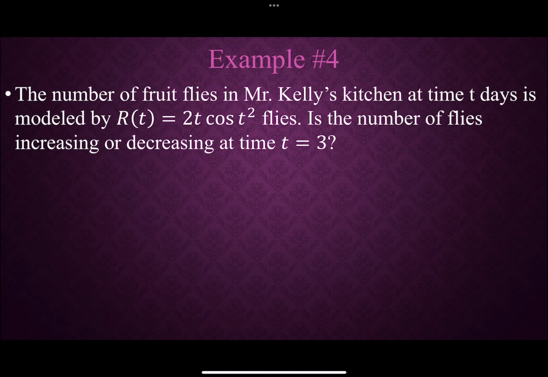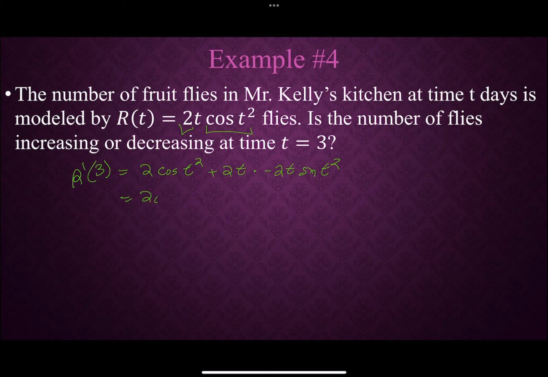Now, don't automatically assume you need to take the derivative of the function. It depends on how the problem context is. R of t is defined as flies, so it's not a rate, so it's not a derivative. So we want to find r prime at 3, which means you need to do your derivative. Now, you can do this algebraically. This is a product rule, so 2t would be 2, and then leave the cosine t squared alone, plus leave 2t alone. Derivative of cosine t squared would be a negative 2t sine of t squared.